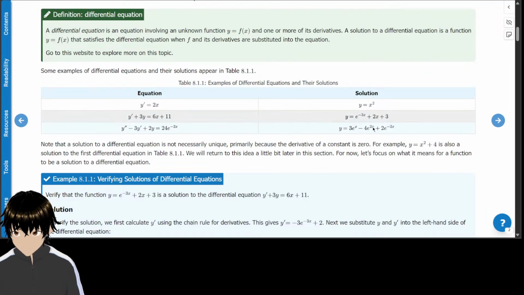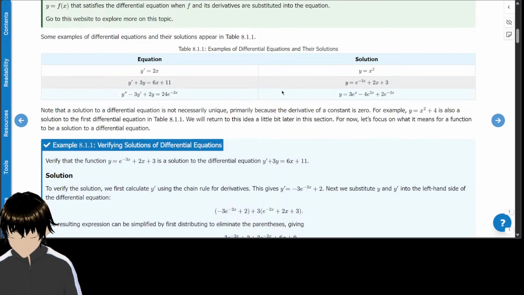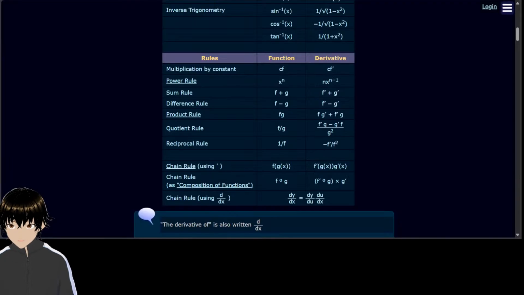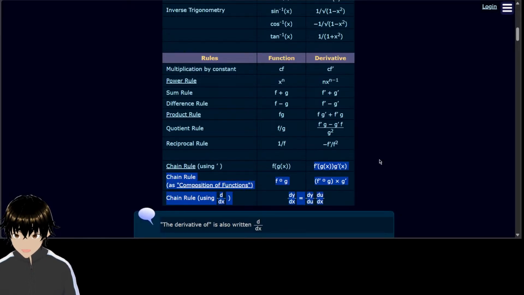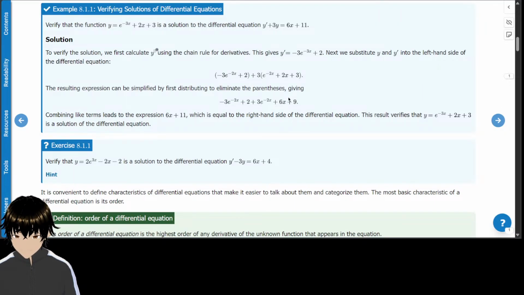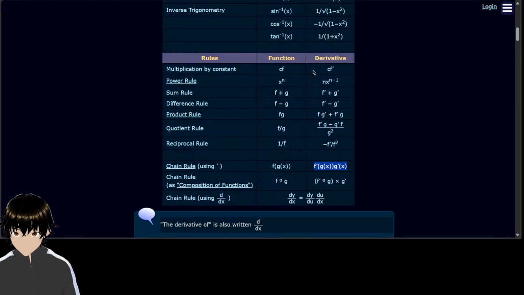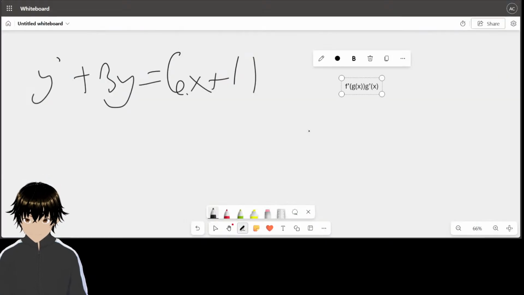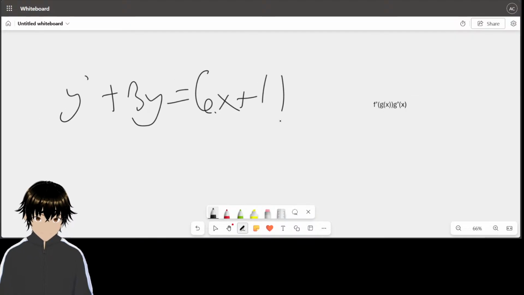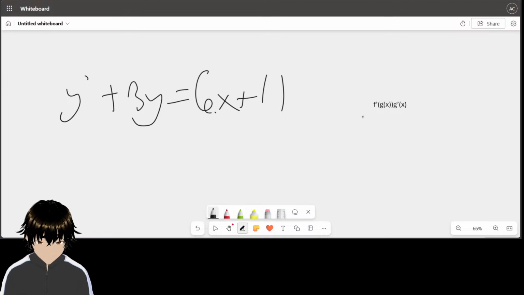Let me just check what happens here. So we have this solution to a differential equation. Verify the solution: first calculate using the chain rule. Ah, I see. So you're using a chain rule right here. There are a lot of parentheses. So let me just use this. If we substitute everything here, I'm probably going to get.